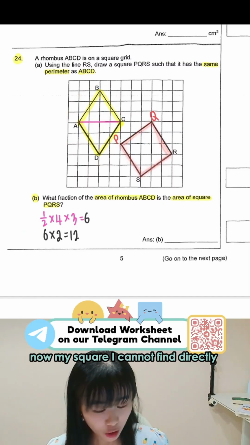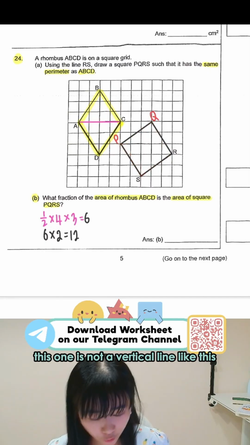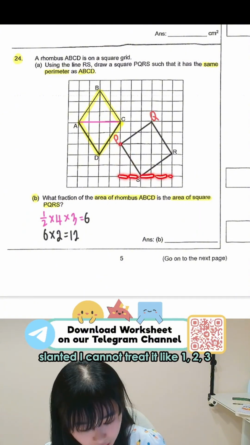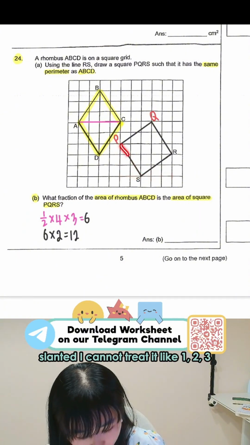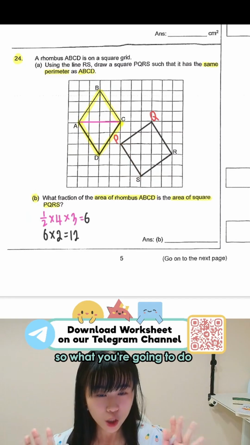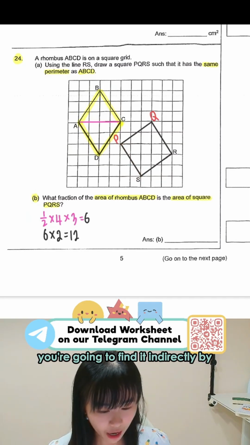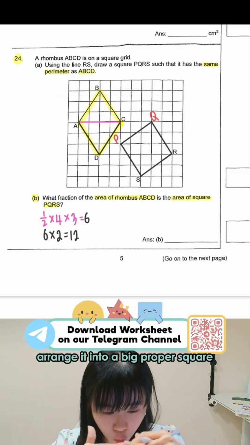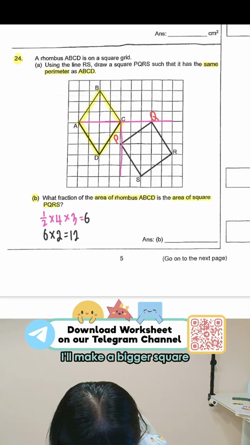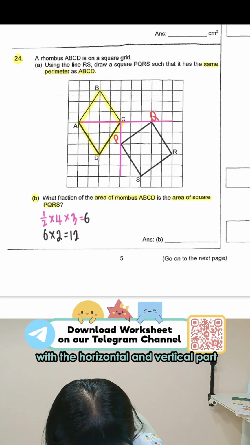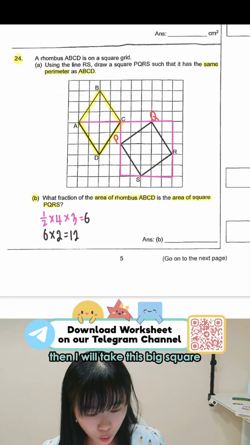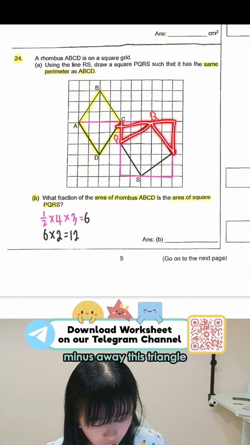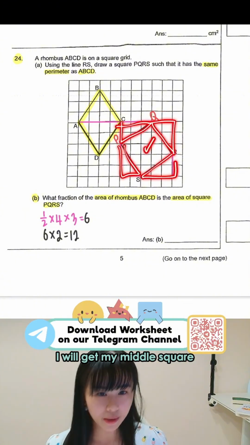Now my square I cannot find directly. This one is not a vertical line like this or not a horizontal line like this. Okay, it's slanted. Slanted, I cannot treat it like 1, 2, 3. No such thing. So what you're going to do is find it indirectly by arranging it into a big proper square and then I minus the triangle. So I'll make a bigger square, okay, with the horizontal and vertical part. Then I will take this big square, minus away this triangle, this triangle, this triangle, this triangle. I will get my middle square.